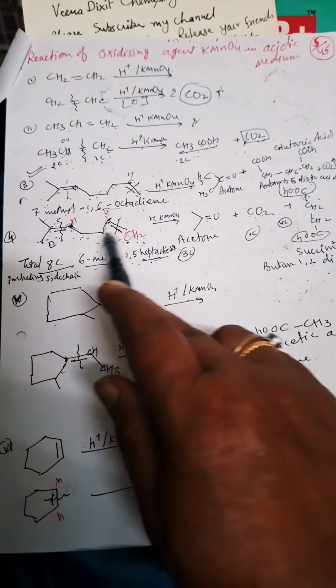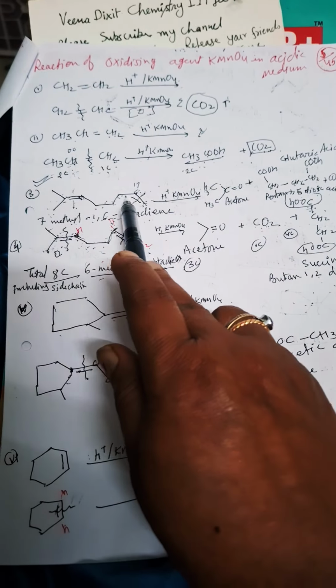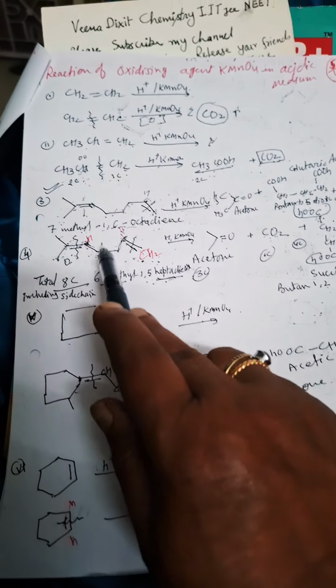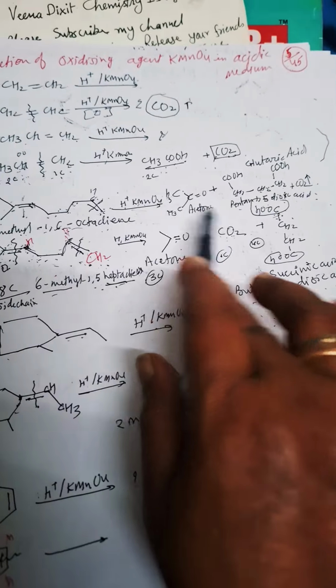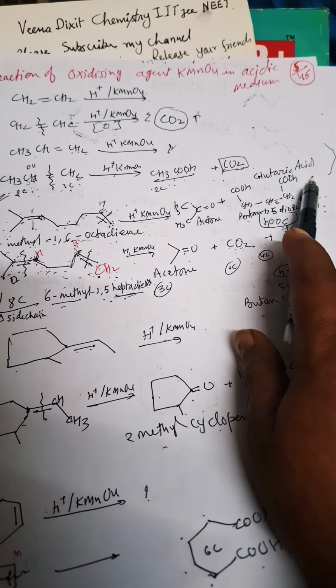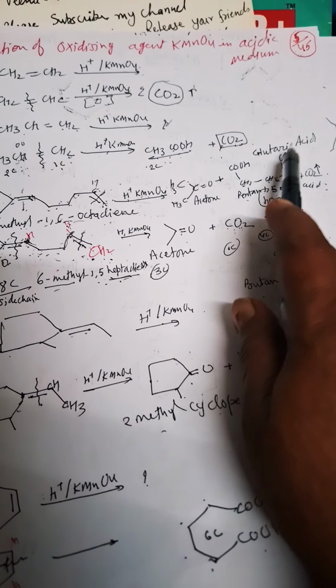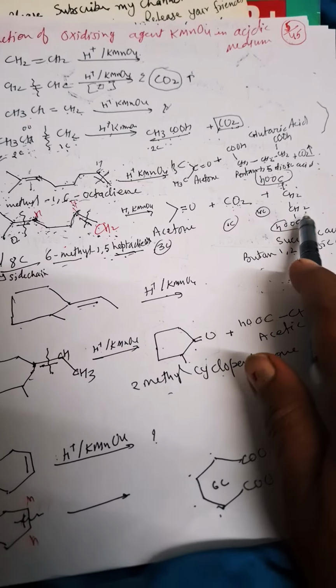So what is changed over here? This is the middle one, which I missed 1 carbon, so I write down everything. Okay, here we will get glutaric acid. 5 carbon dicarboxylic acid is known as glutaric acid. 4 carbon dicarboxylic acid is known as succinic acid.